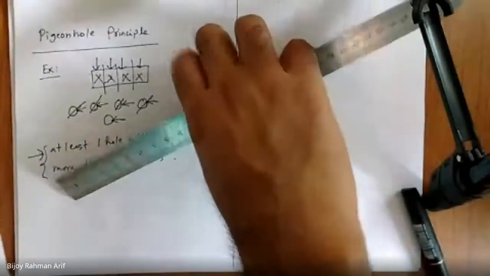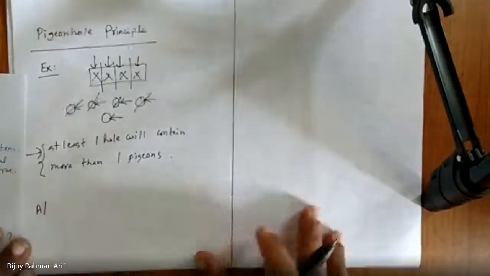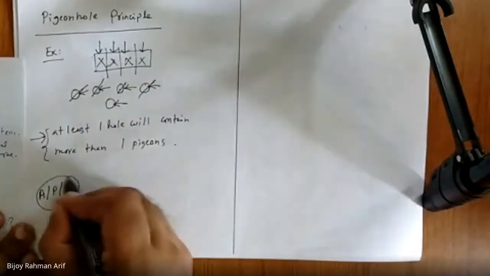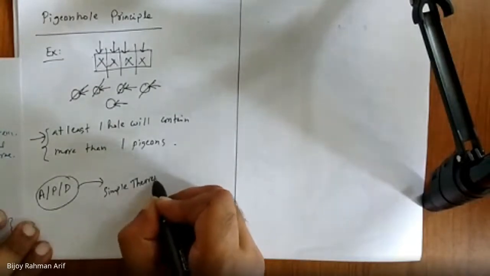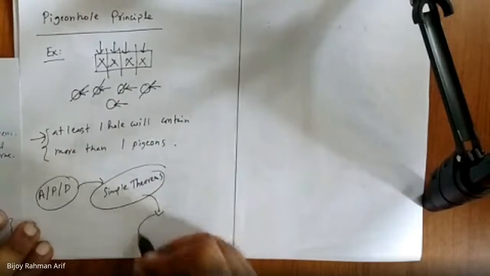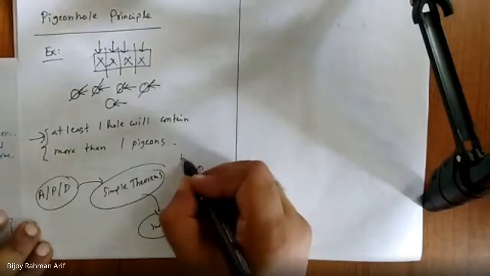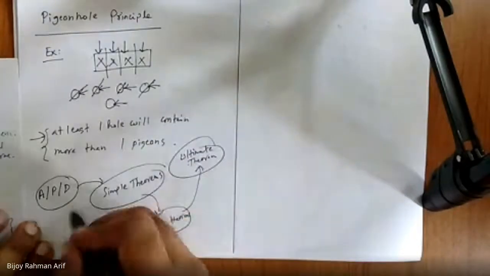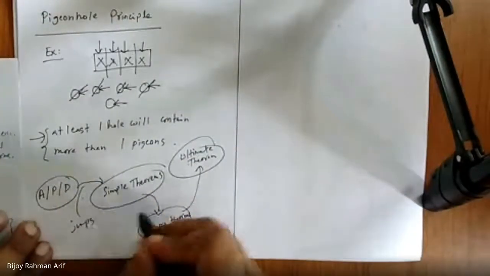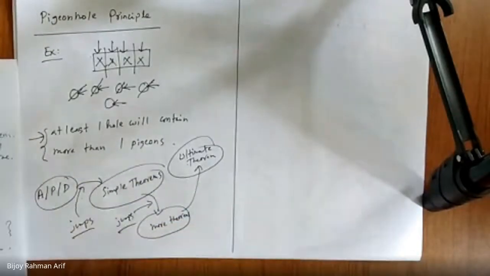So it is something like this. Using axioms or principles or definitions, you prove simple theorems. Then using these, you prove more theorems. And finally you prove the ultimate theorem. So these are the jumps. So these jumps are called proof techniques. How can you jump? Logically valid jumps.